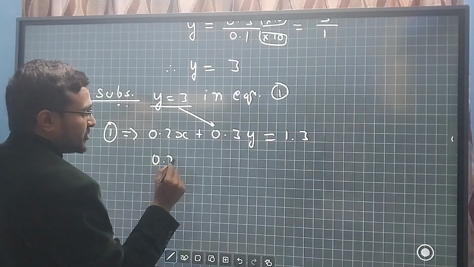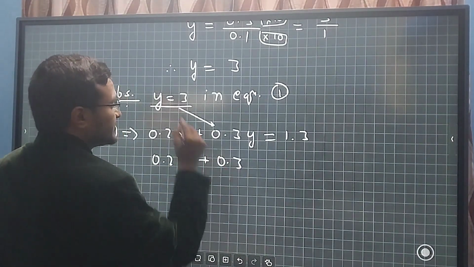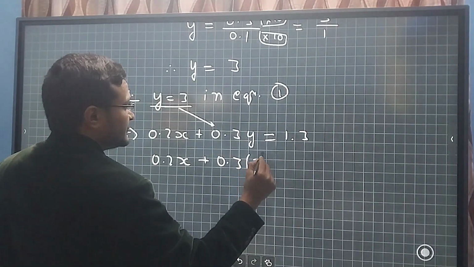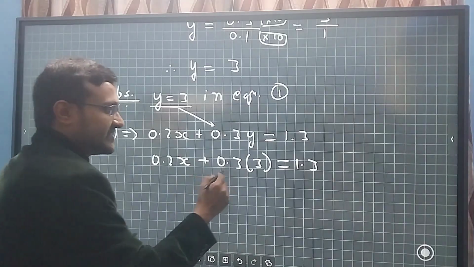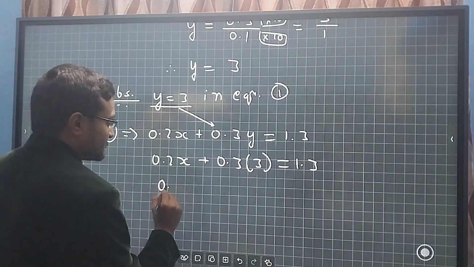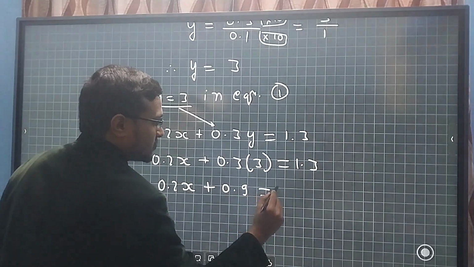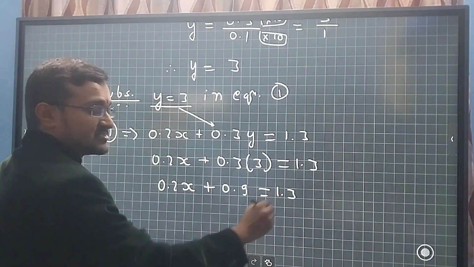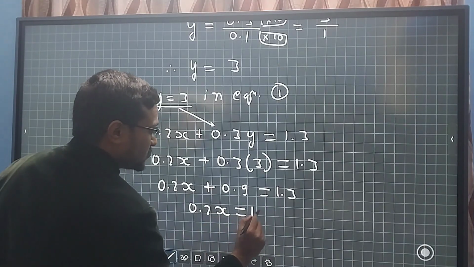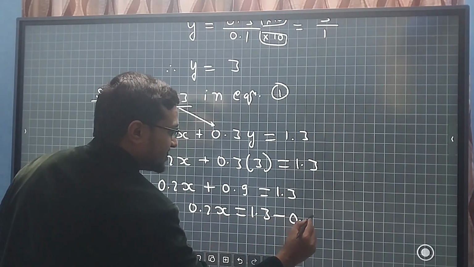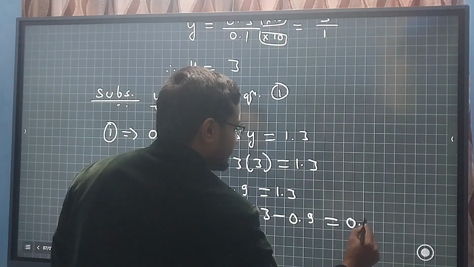So when I do that, 0.2x plus, in the place of y I will be substituting 3. So 0.3 into 3 is equal to 1.3. So 0.3 into 3 will give you 0.9. So 0.2x plus 0.9 is equal to 1.3. Now you can bring this 0.9 to RHS. So 0.2x is equal to 1.3 minus 0.9. So 1.3 minus 0.9 will give you 0.4.